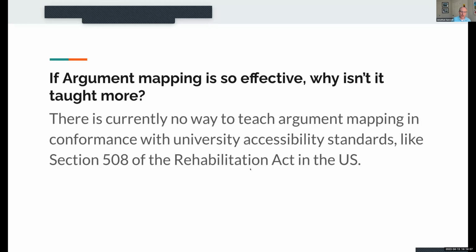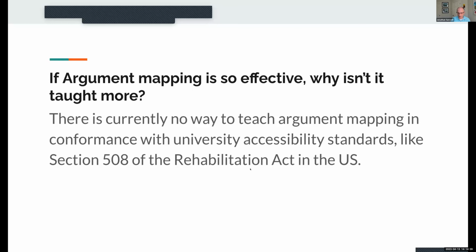Now, a blind person cannot draw an argument map with pencil and paper, and the argument mapping apps, the computer-based apps that have existed so far, aren't accessible to blind people. So if an instructor wanted to teach argument mapping, they would have to find an accommodation for a blind student, and I don't see how that's feasible, having taught argument mapping myself.